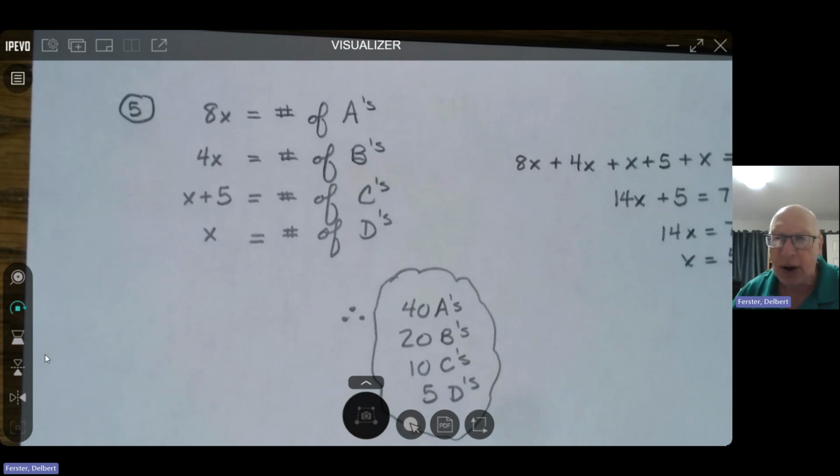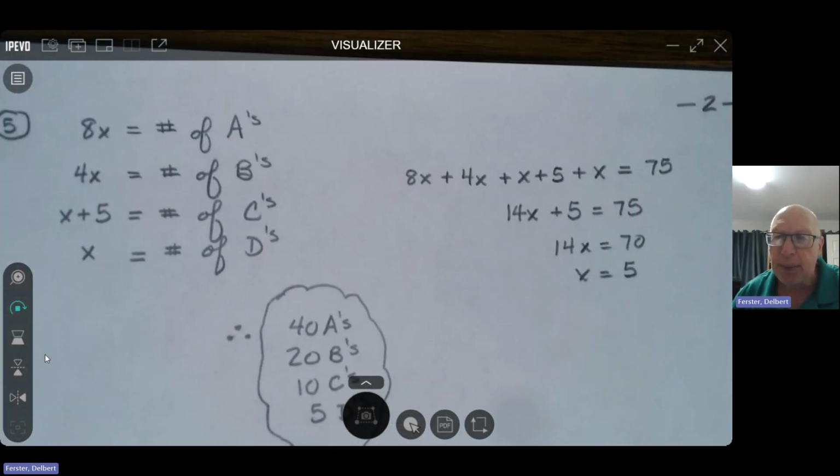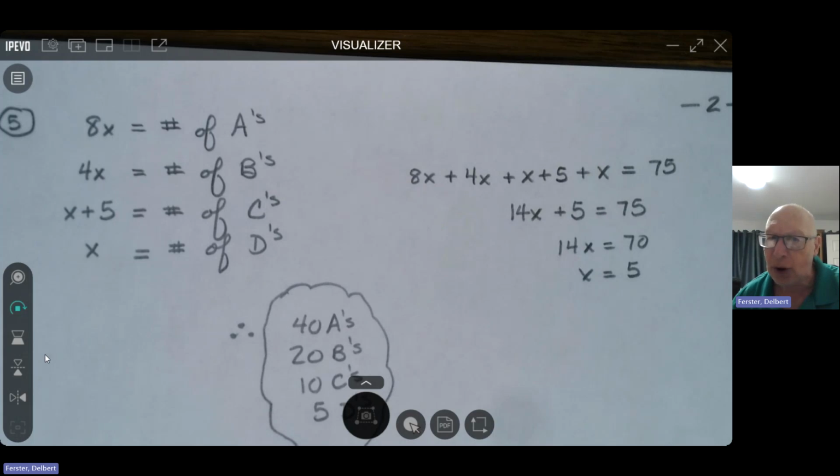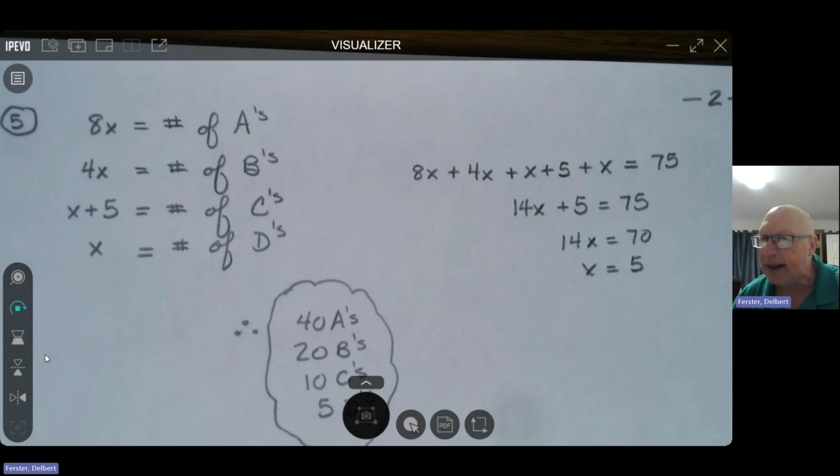To write your equation, I'm going to slide it a little bit so you can see it. We're simply totaling up the number of each letter grade. So 8X is A's, 4X is B's, X plus 5 is C's, and X is D's. Might have been handy if I would have grouped those with parentheses just to make it a little easier for your eyeballs. Total number of grades assigned, 75 for the semester.